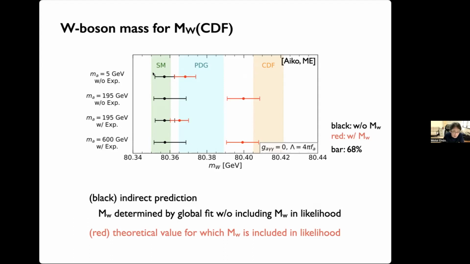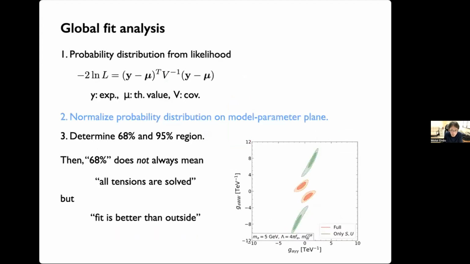And this black bar is an indirect prediction of the MW. Indirect prediction means that in the analysis, MW is predicted by using the global fit, but the MW information is not included in constructing the likelihood. Then we can predict MW from the other experimental data. So this is an indirect prediction. On the other hand, the red bar represents the theoretical value after the full fit. I mean that in that case, MW is also included in the likelihood. So this corresponds to the prediction, for example, in this red region.